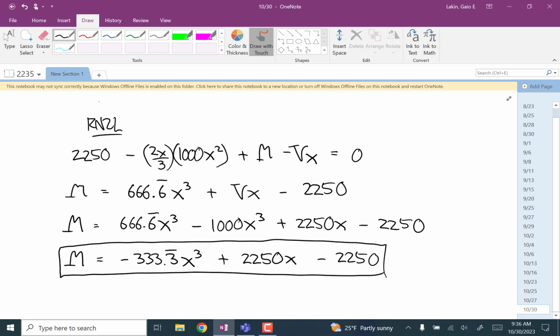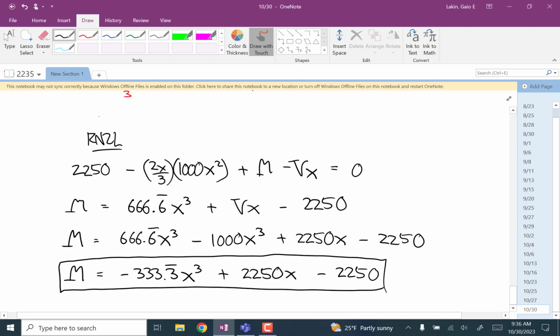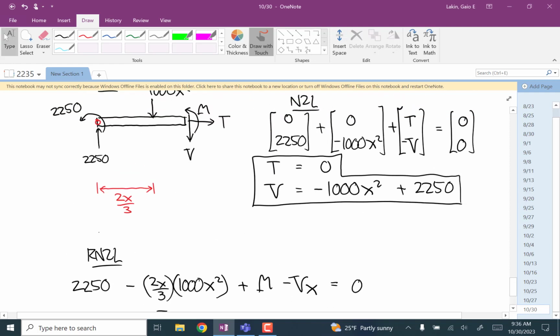So we know that negative dV/dx is equal to that function q, so that's good. That needs to be the case. dM/dx is equal to negative 1,000 x squared plus 2250, and it's equal to V, so that's good. Any questions about that?